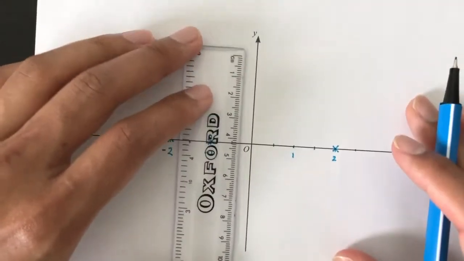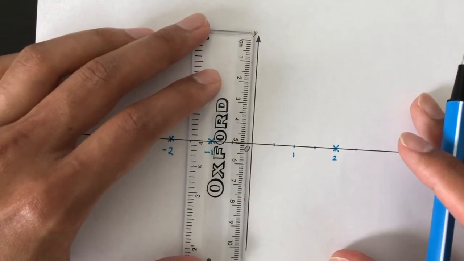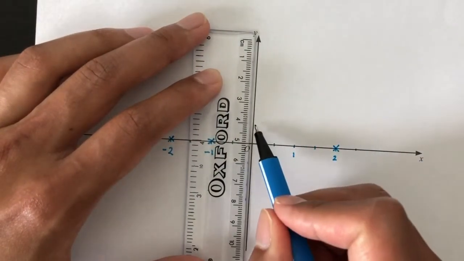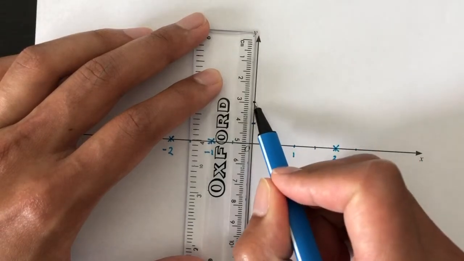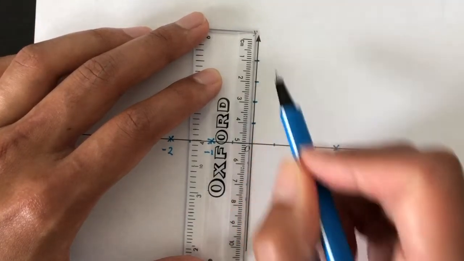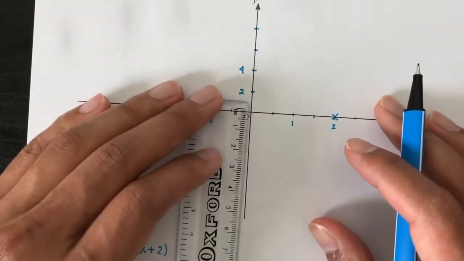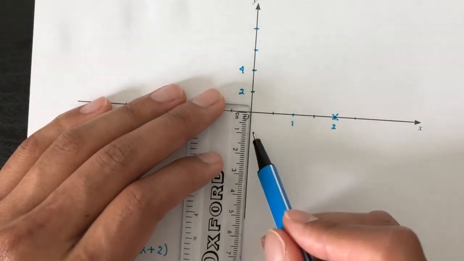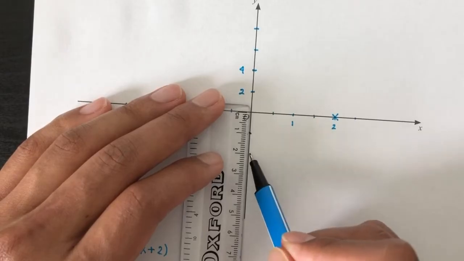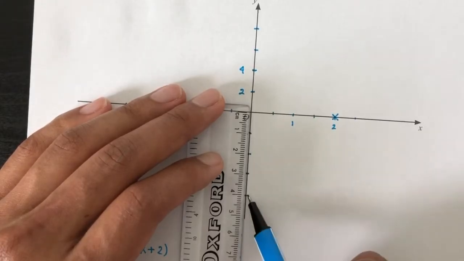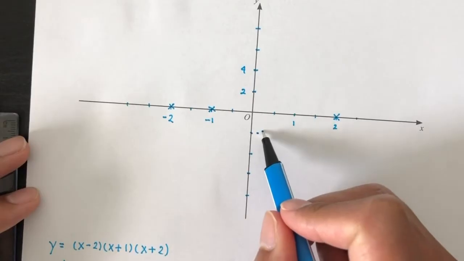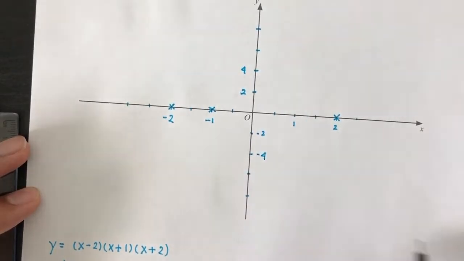Now for the vertical axis, let's see how we can plot those. I will label this as 2, 4, with the same scale for these ones. It will be minus 2, minus 4. So here we have the point (0, minus 4).